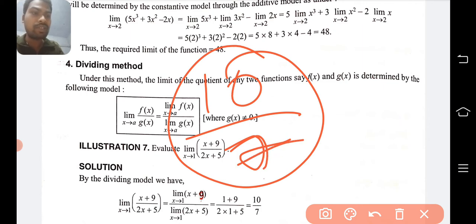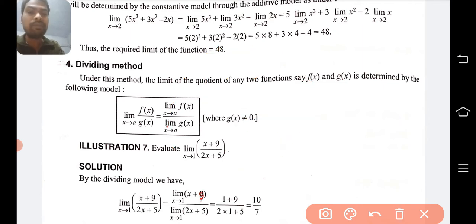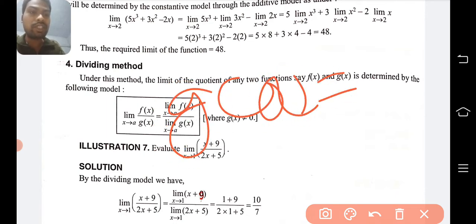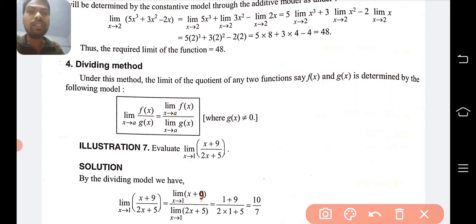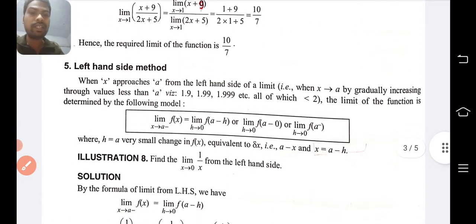10 divided by 7. It simply says that if the limit of a function as x tends to a, f(x), that is a numerator term, divided by a denominator term, then we will calculate the limit of the numerator term separately and the denominator term separately, where you have to notice that the denominator term, that is g(x), should not be equal to 0. Clear? Then only we can represent it as a quotient or division method. Okay, I think you people are clear.